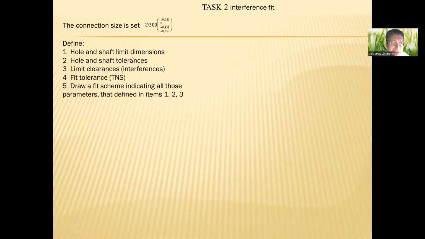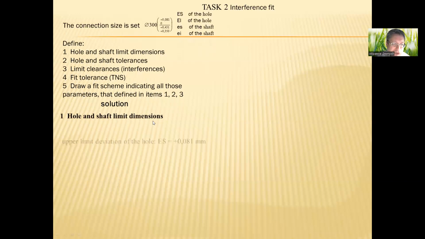First, hole and shaft limit dimensions. 2, hole and shaft tolerances. 3, limit clearances interferences. 4, fit tolerances. And 5, draw a fit scheme indicating all those parameters that defined in items 1, 2, 3. And we have solution. First, hole and shaft limit dimensions.